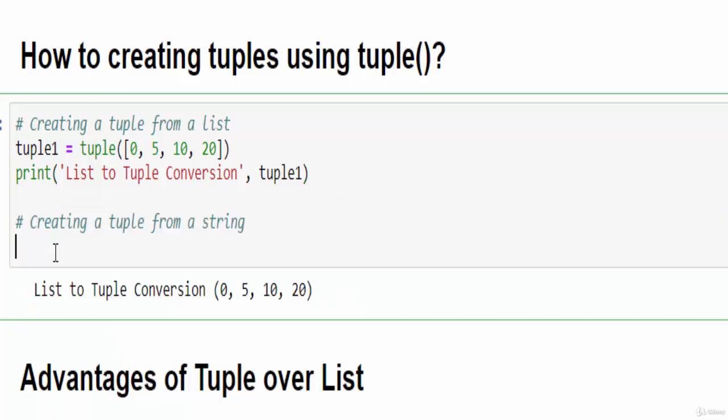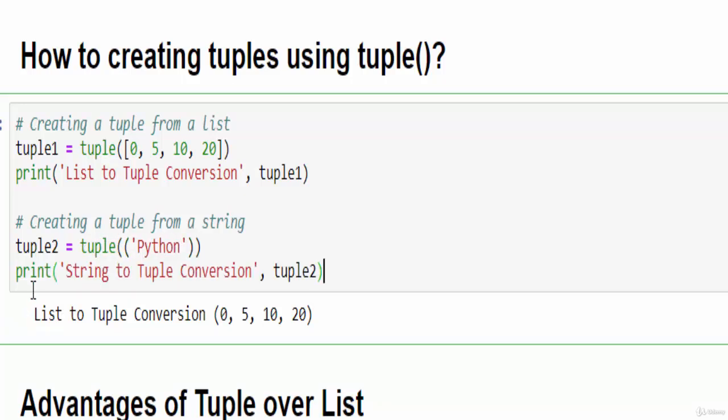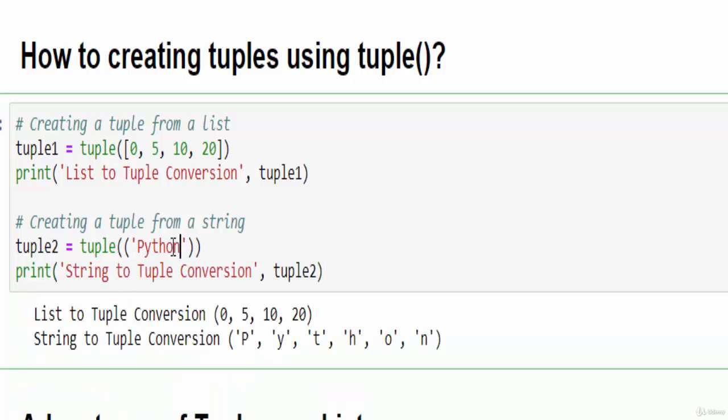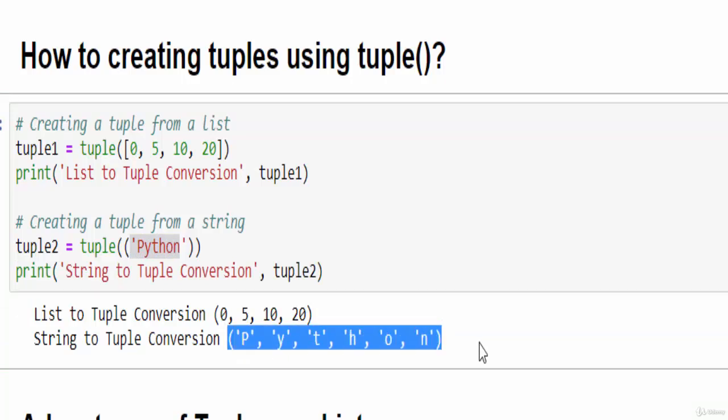The next example, how to create a tuple from a string. When you convert a string to a tuple, this will split each character. For example, tuple2 equal to, this is an example of a string. If I convert this to a tuple, what will happen is, tuple just printed, the full string is converted to characters and each character is saved inside the tuple.